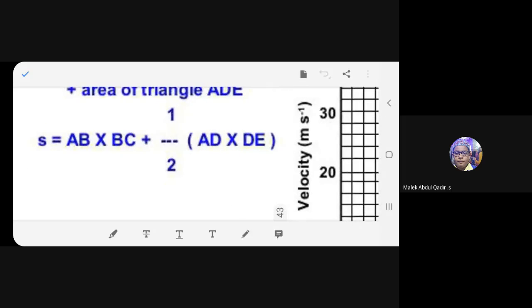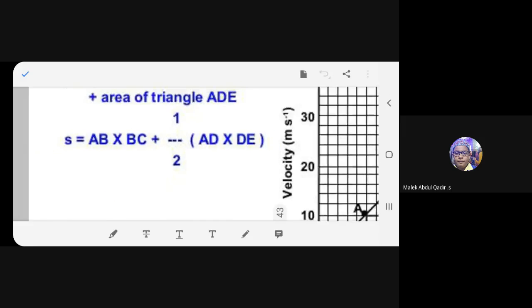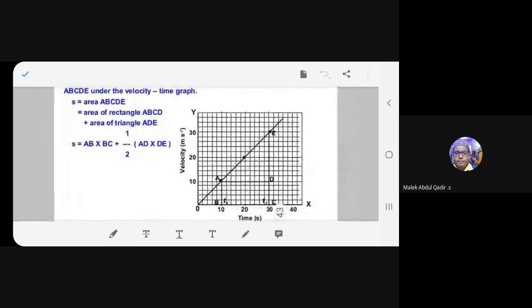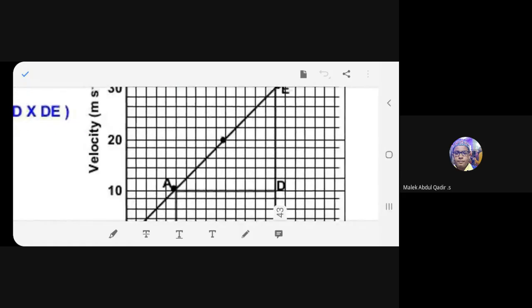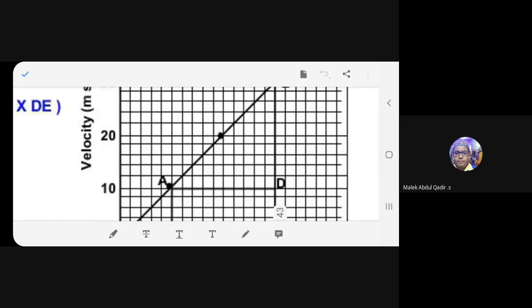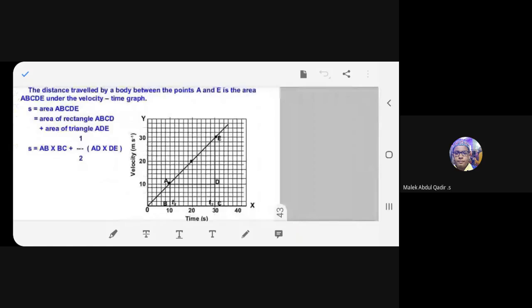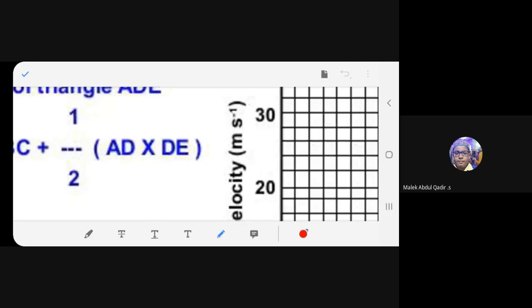Can you see over here? It is AB into BC. Now this is the rectangle. What is the area of the triangle? Half base into height. Half base is what, beta? AD. What is the height? ED. So half base into height: half AD into ED, or DE, whatever. We got it now?